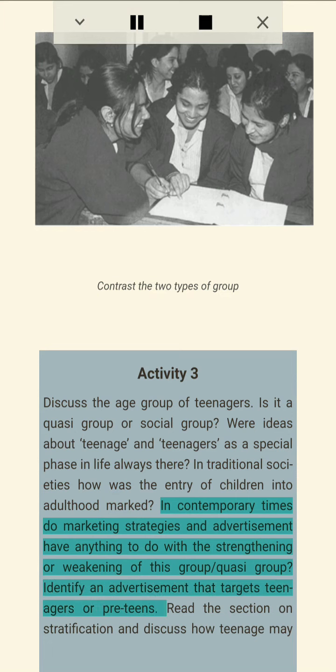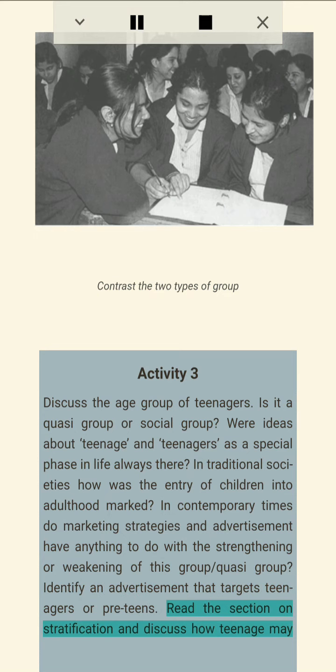In contemporary times, do marketing strategies and advertisement have anything to do with the strengthening or weakening of this quasi-group? Identify an advertisement that targets teenagers or preteens. Read the section on stratification and discuss how teenage may mean very different life experiences for the poor and rich, for the upper and lower class, for the discriminated and privileged caste.